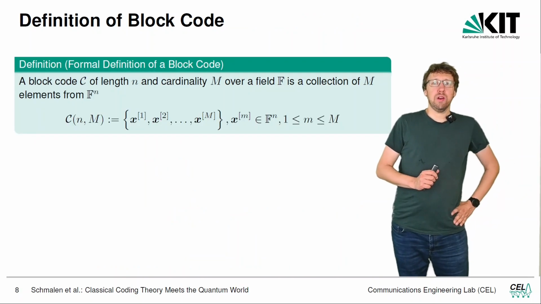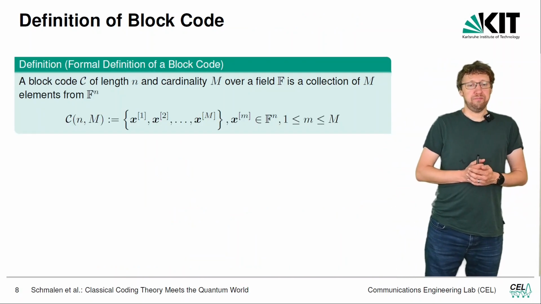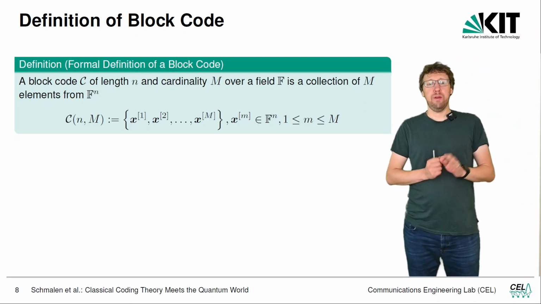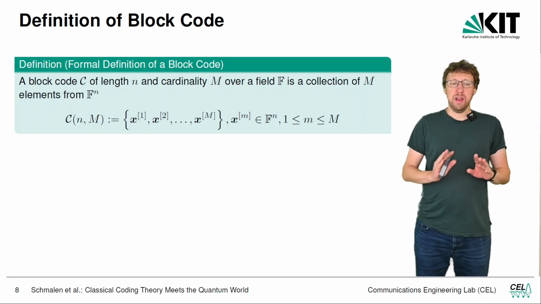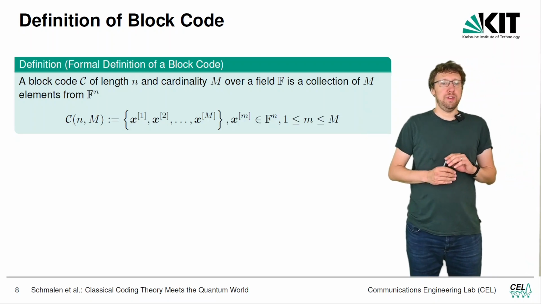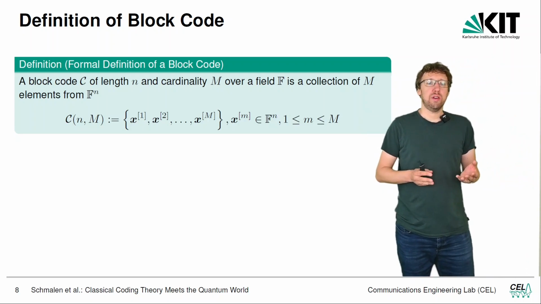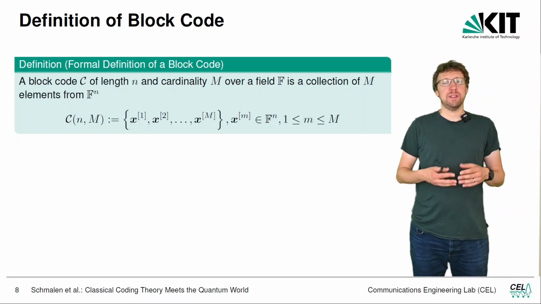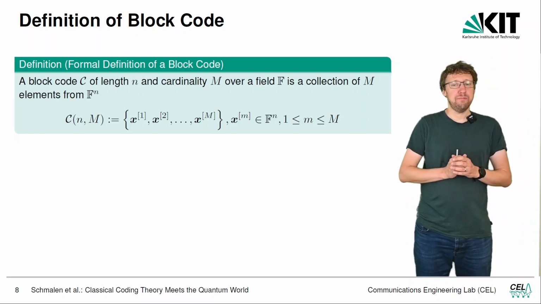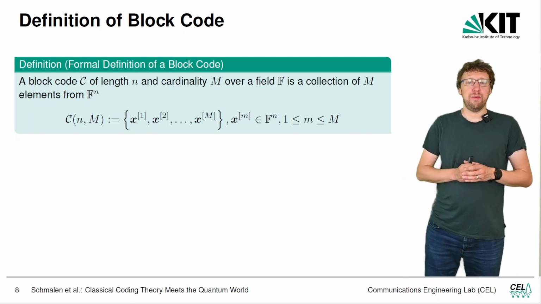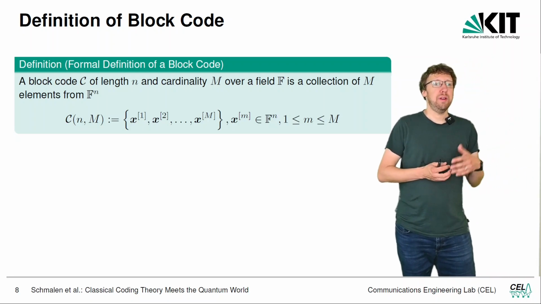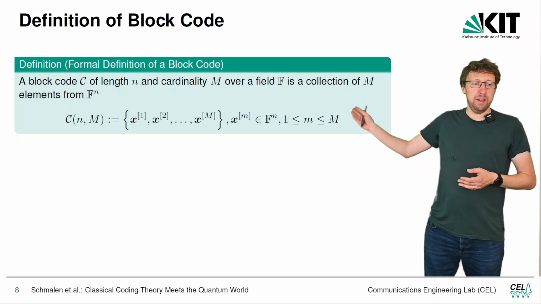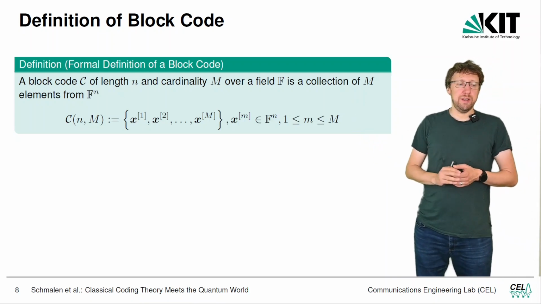So what is a block code and what is an error correcting code? We start with a very formal definition of a block code. And you can see here the formal definition of a block code. A block code of length n, cardinality M, is first of all defined over some finite field, typically. And it's a collection of M elements from the field F to the power n.